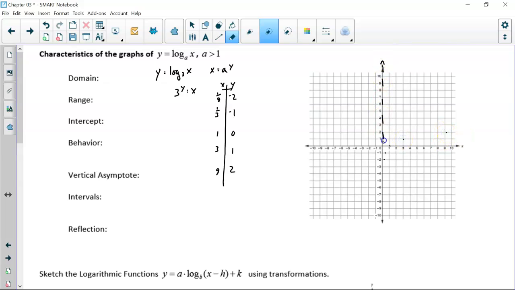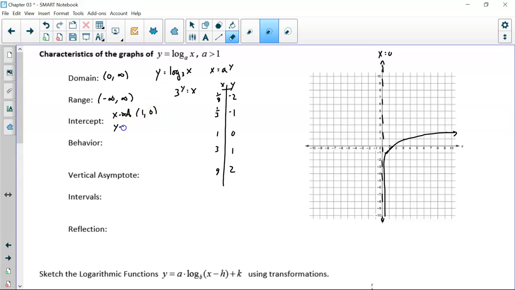And our vertical asymptote, x equals 0. And here is our graph. And that's what the basic shape of these log graphs look like. So the domain is going from 0 to infinity. Our range is all real numbers, negative infinity to positive infinity. Our x-intercept is at 1, 0. Our y-intercept, there is none for this one.